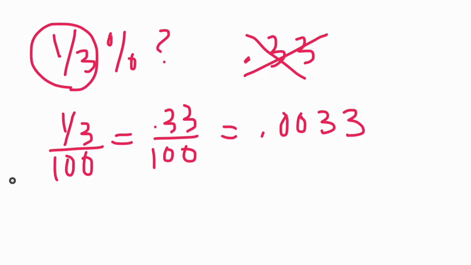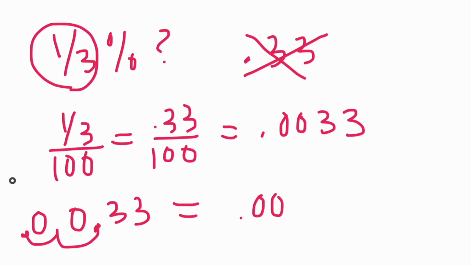If you were to do it the shortcut way, you would take 0.33 and from the decimal move it over 2 points to the left. So you end up just getting 0.0033, which is exactly the same as before. Let's go ahead and try some SAT problems now.